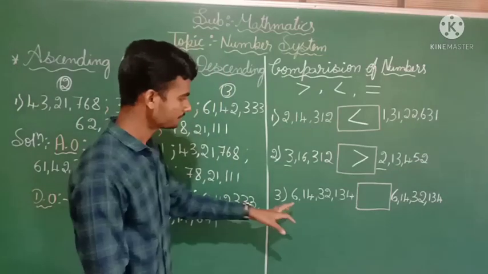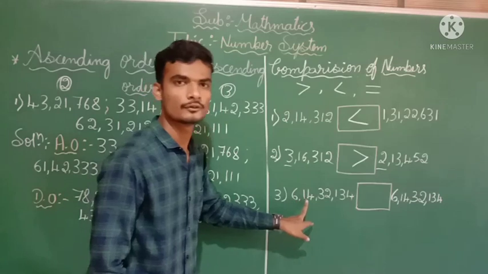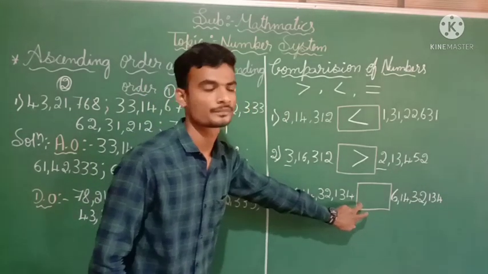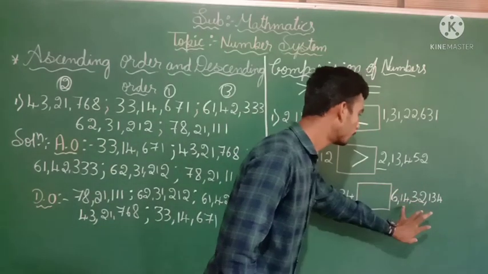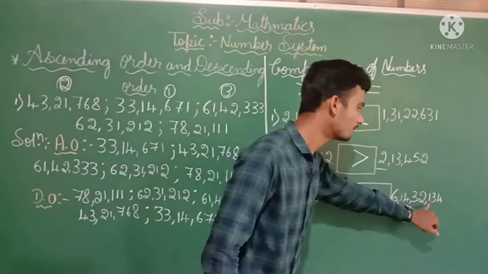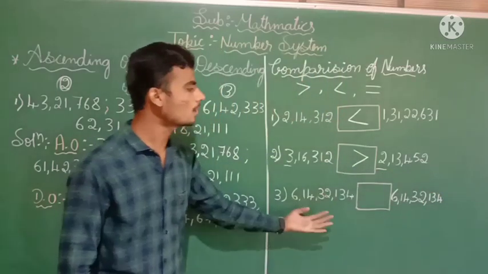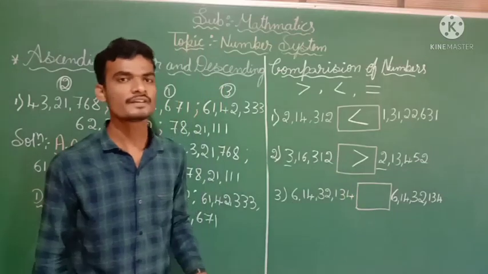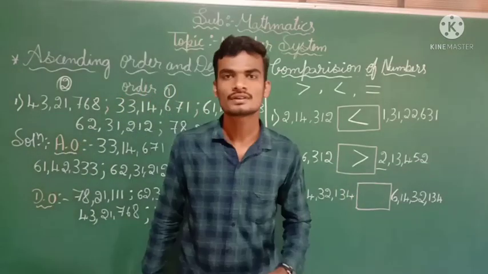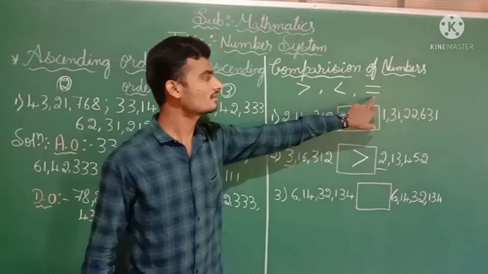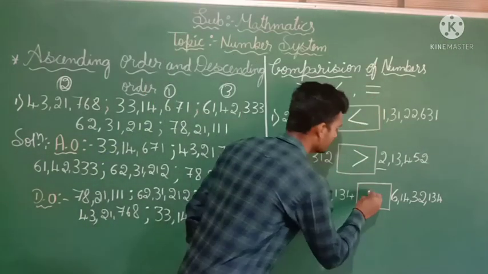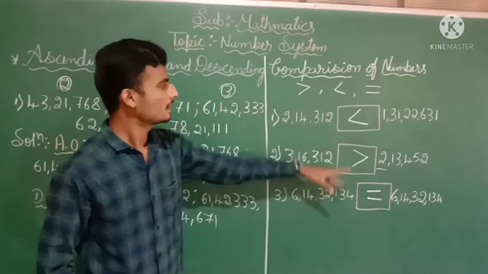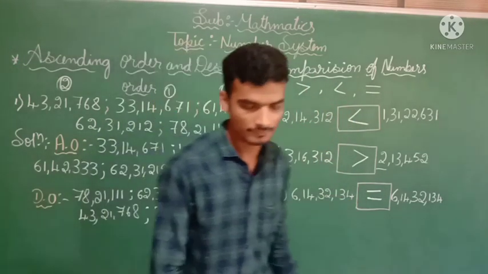Next, third is 6 crore 14 lakh 32,134. 6 crore 14 lakh 32,134. Now both the numbers are the same here. If both the numbers are the same, which symbol do you have to write? You have to write the equal to symbol. This symbol indicates equal to. This is about comparison of numbers.